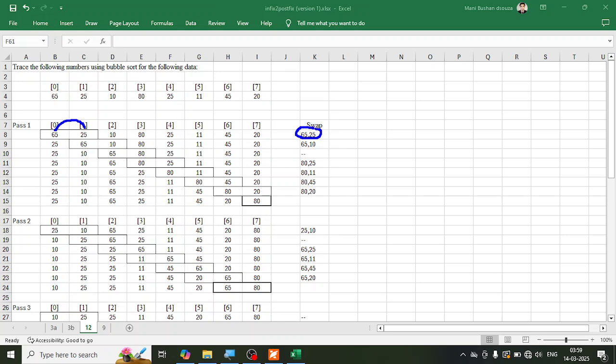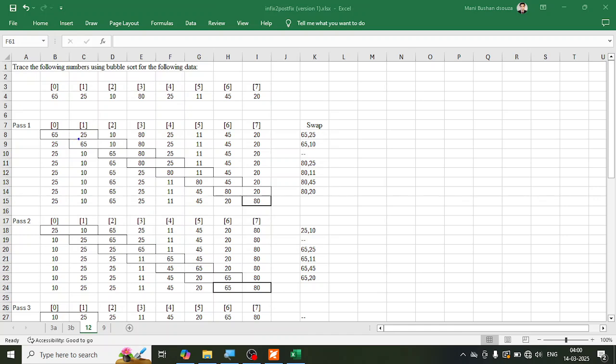You have to write this in the examination: swap 65 and 25. Some people write a compare step, whether 65 is greater than 25. That extra step I feel is not really required, because anyhow we know that when we take two elements, we are going to compare which one is greater than the other. 65 is greater than 25, which is an obvious case. That is why we are going to swap the elements.